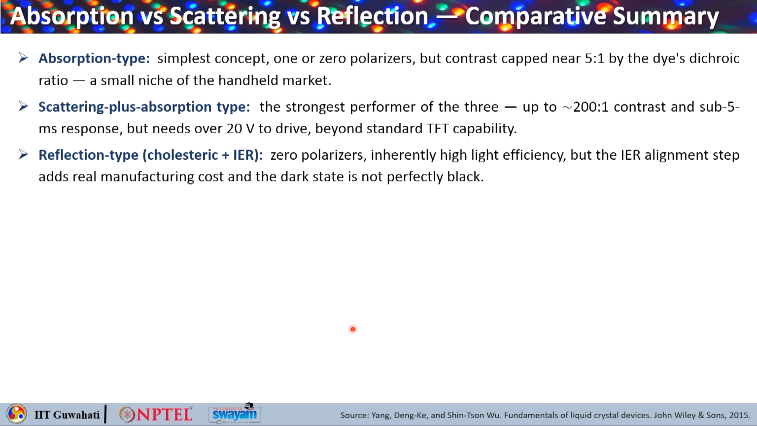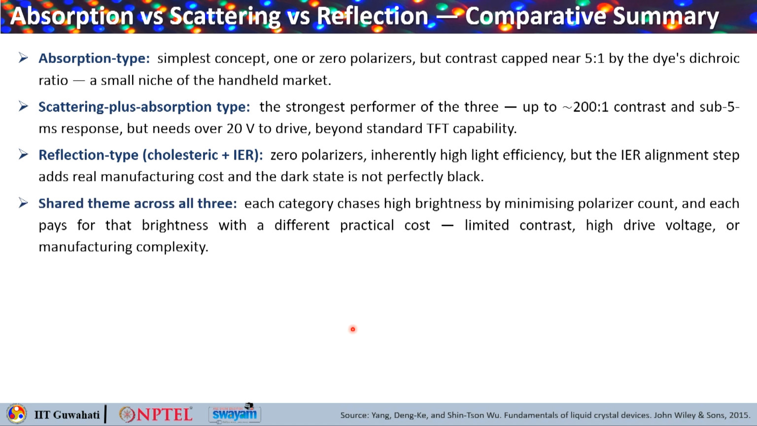The third one we have seen is the reflection type, which is cholesteric plus the use of this IER. Here no polarizers are required, so inherently you do not lose any light because of polarizers, and you get high light efficiency. But the alignment of the IER step adds real manufacturing cost and technical difficulty. And we have also seen that the dark state you get from here is not completely black.